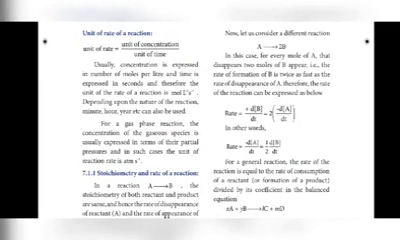So next heading, unit of rate of reaction. Unit of rate is equal to unit of concentration divided by unit of time. Unit of concentration is moles per liter. Unit of time is second. So moles per liter per second.